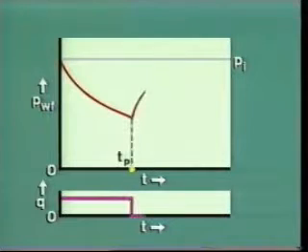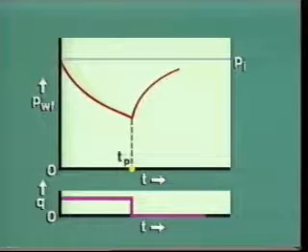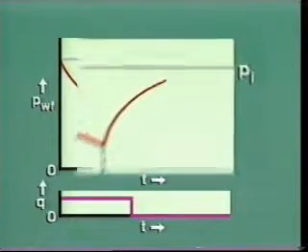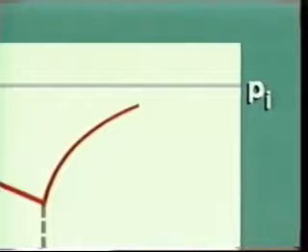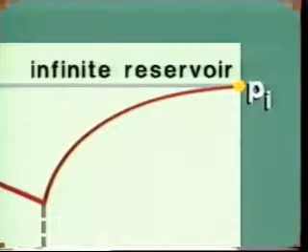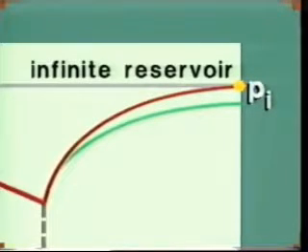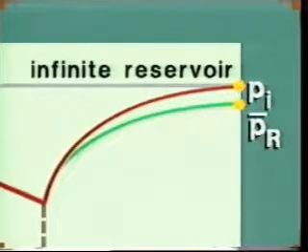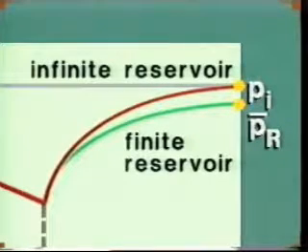As we said earlier, it is often easier to perform a build-up test. We do this by allowing the well to be produced for a period of time at a reasonably constant flow rate. And then, at time t sub p, we shut it in. The wellbore pressure now begins to build up again. In time, it should go all the way back to P sub I for an infinite reservoir, or to some lesser average reservoir pressure. Call it P sub R bar for a finite reservoir.